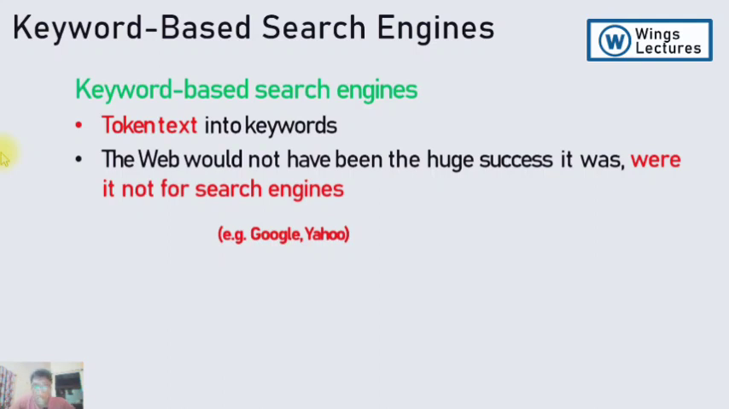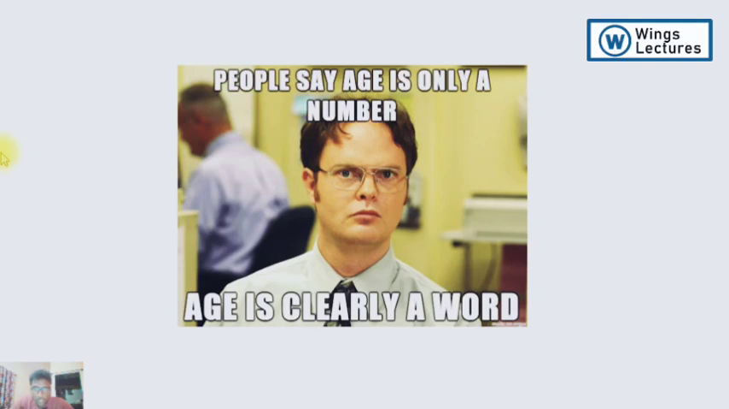And now let's go to the problems or the limitations we have in today's web. People used to say that age is only a number, right? But actually age is clearly a word, right? If someone asks you what's your age, what will you tell? You will tell your age, right? So that's the thing. A machine cannot interpret exactly what you are saying. It will look only at the text you have given to the machine, right?